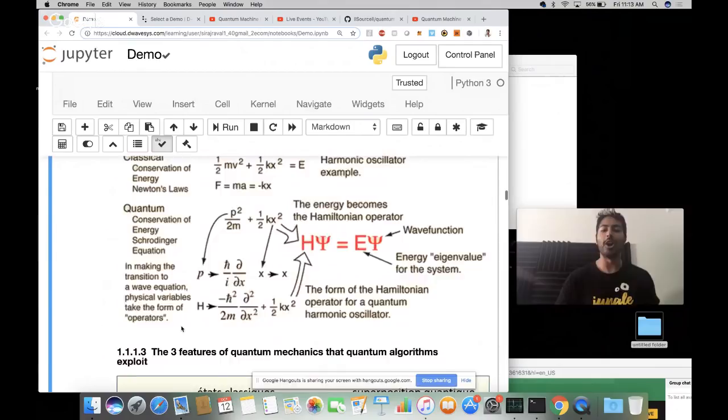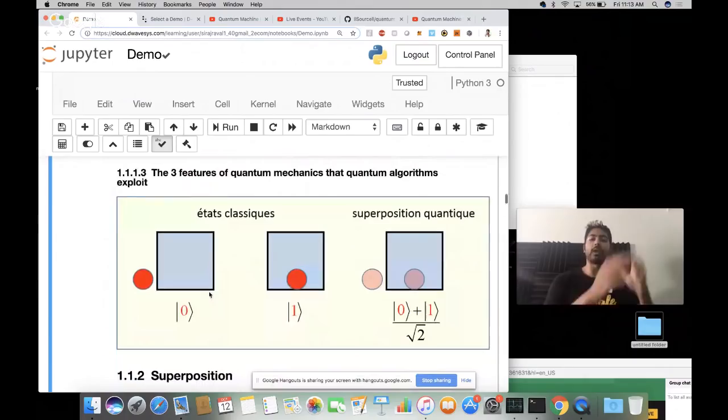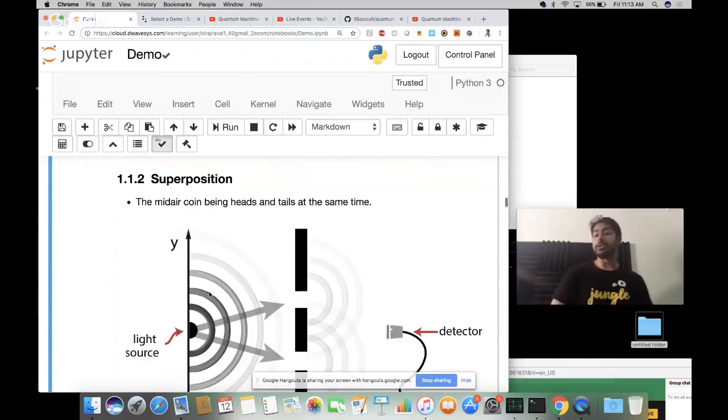And so the reason I talked about this example is that quantum computing, quantum algorithms exploit three features from quantum mechanics. And those three features are, number one, superposition. Remember when I talked about the coin flipping and then just being in midair and being both heads and tails? That's called superposition. In midair, a coin can be in both heads and tails at the same time. That's superposition.